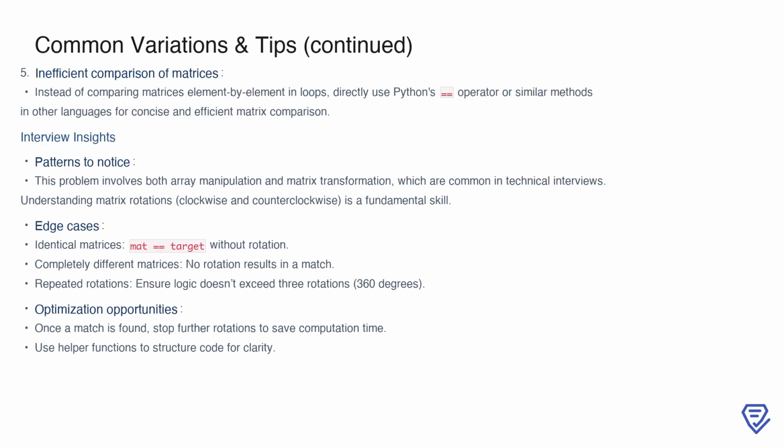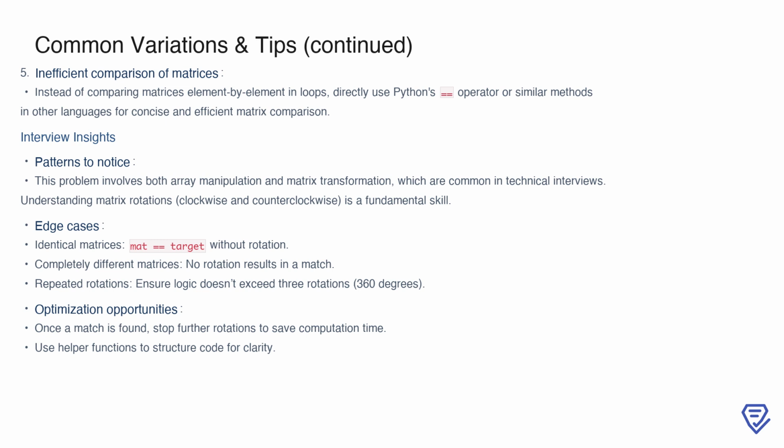Efficient matrix comparison is another important consideration. Instead of manually comparing elements in nested loops, you can take advantage of Python's == operator or similar options in other languages to directly compare two matrices. This is both concise and efficient.